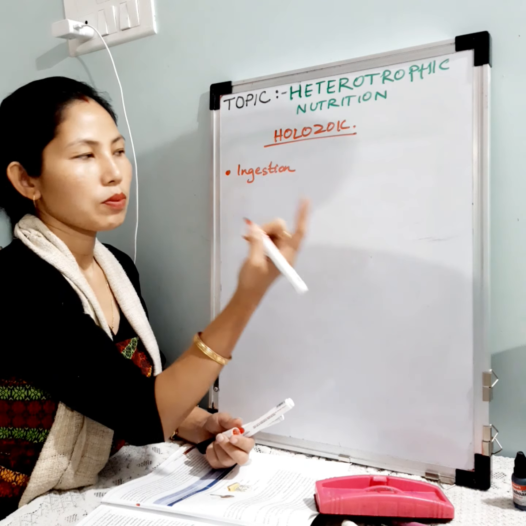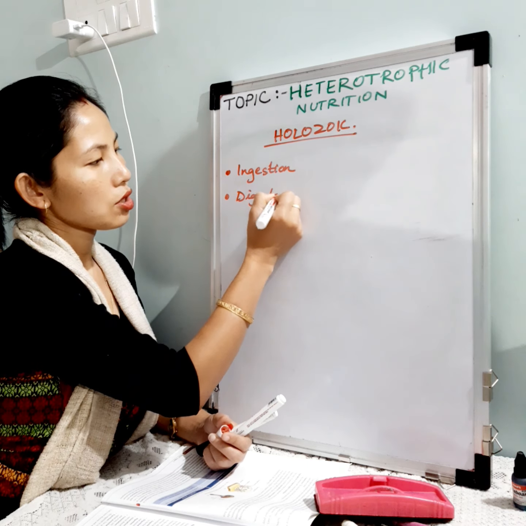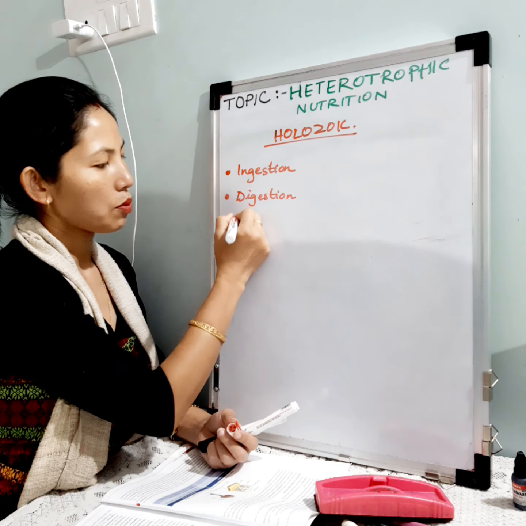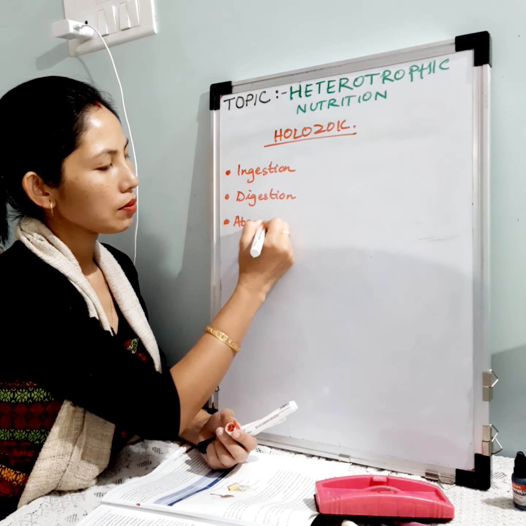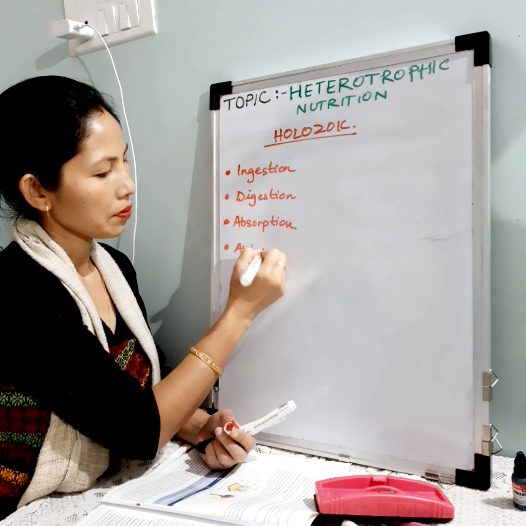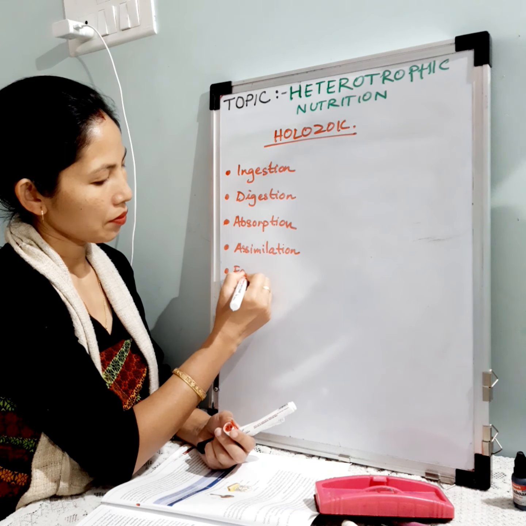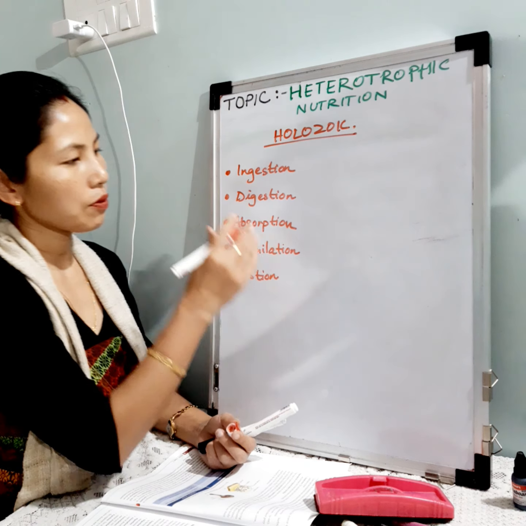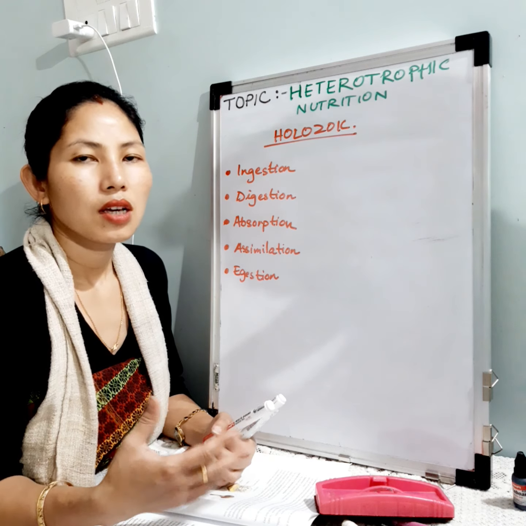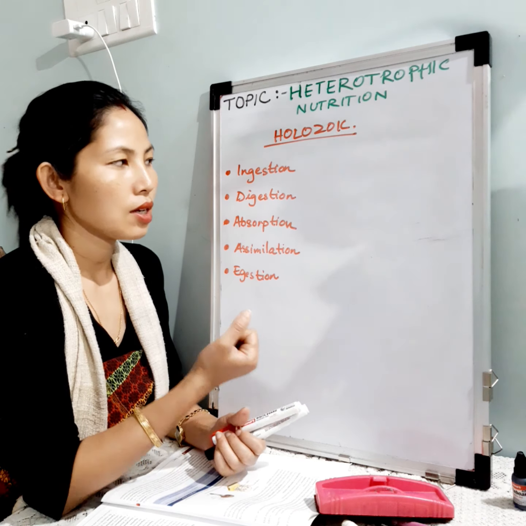the process by which the food is taken in. Secondly, digestion. This digestion process is completely enzymatic. And then next is absorption, then assimilation, and lastly egestion, right? So these are the 5 basic steps of holozoic nutrition. Any organism that follows holozoic nutrition has to undergo these 5 basic steps, right?